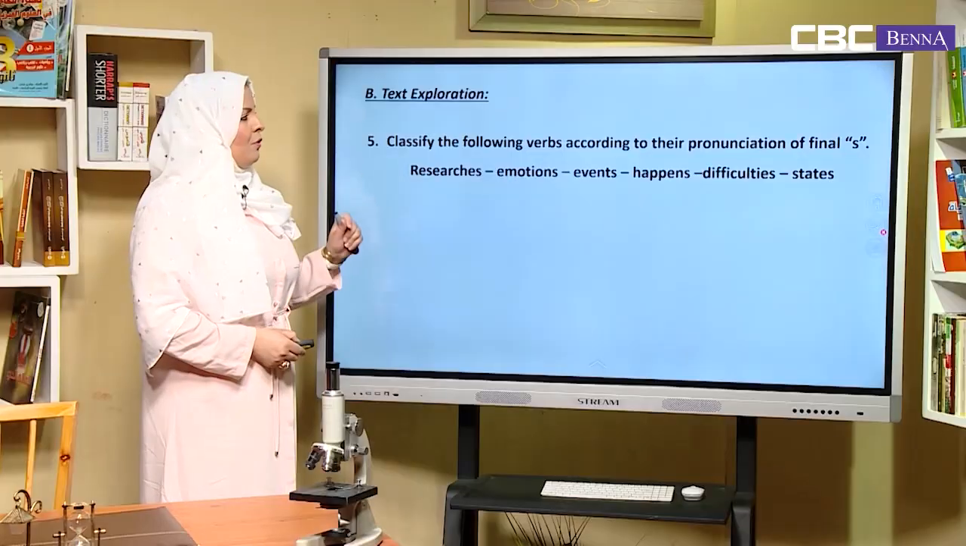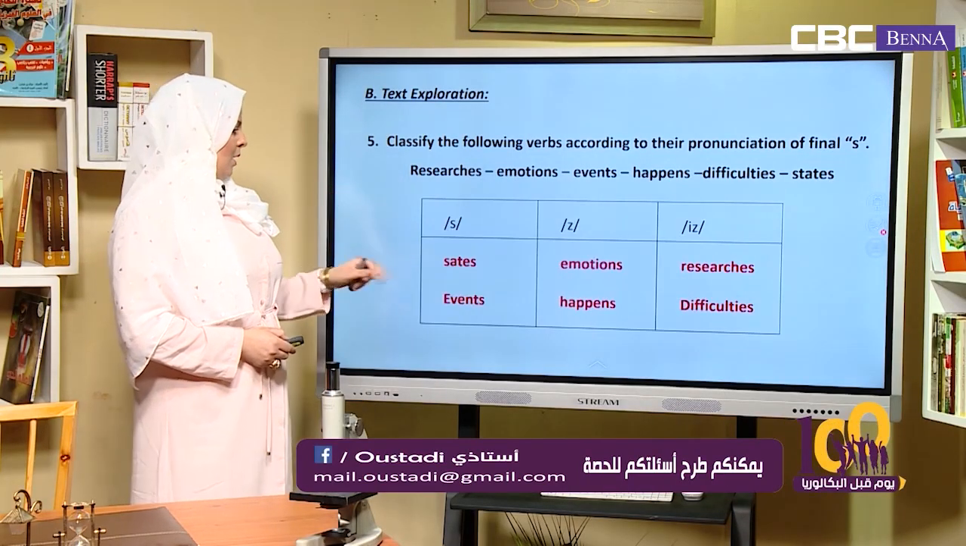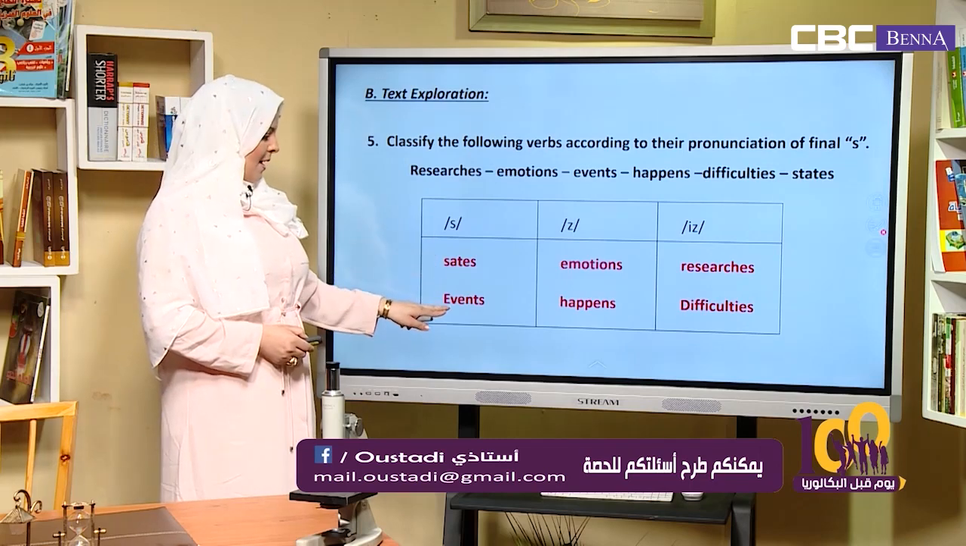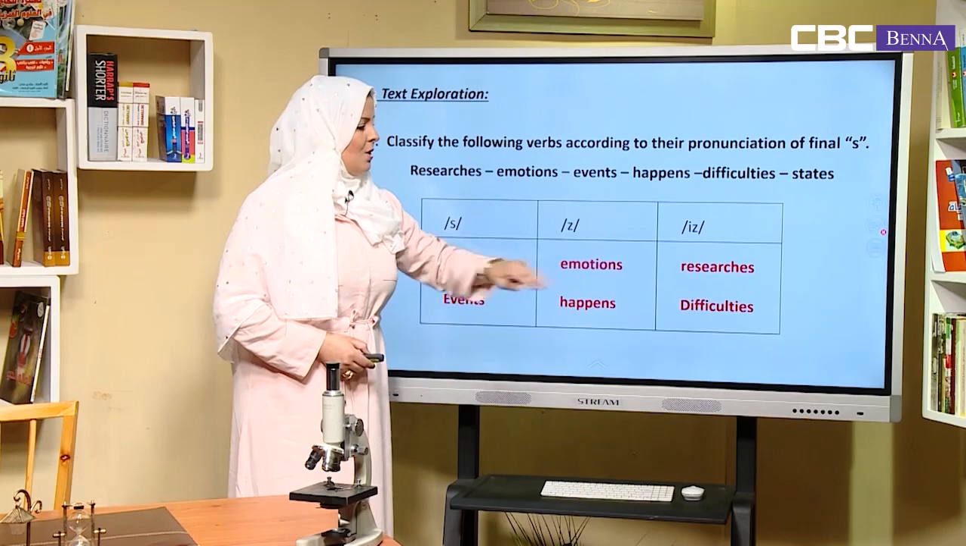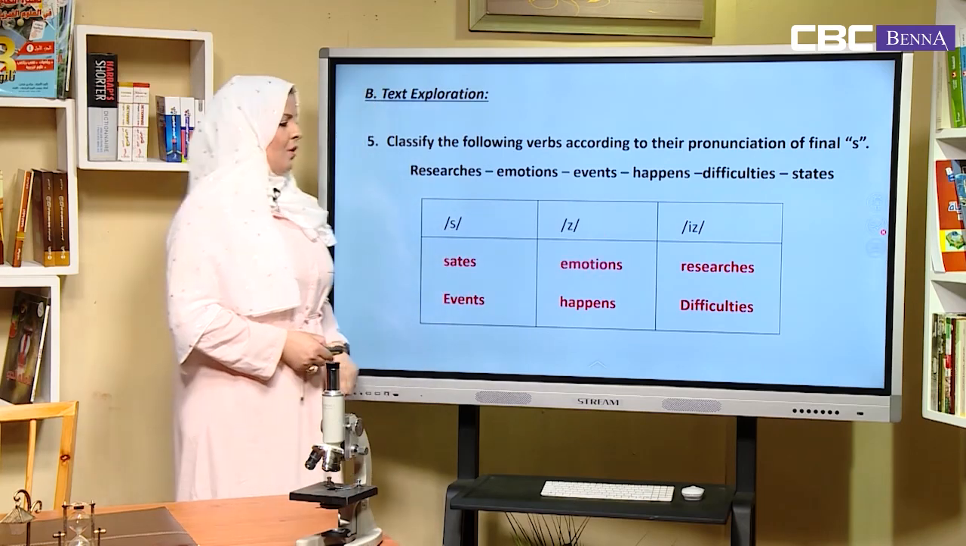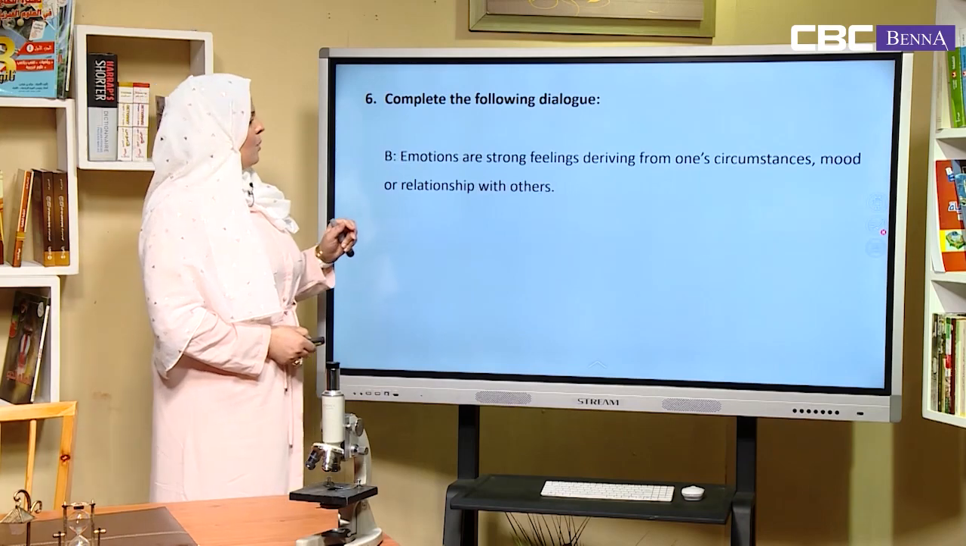Let's move to another activity. Classify the following verbs according to their pronunciation. So you have here S: states and events. Z: emotions and happens. Iz: researches and difficulties. So let's move to the last one, which is the dialogue.